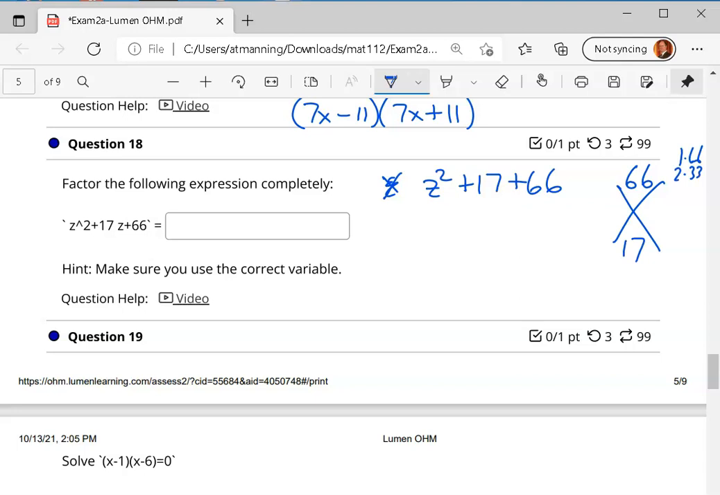3 times 22. Yeah, 3 times 22. 4. Is there a factor of 4? There's not a factor of 4. 5, no. 6 times 11! And look at that. 6 and 11 add together give us 17, multiplied 66. So that becomes x plus 6, x plus 11.